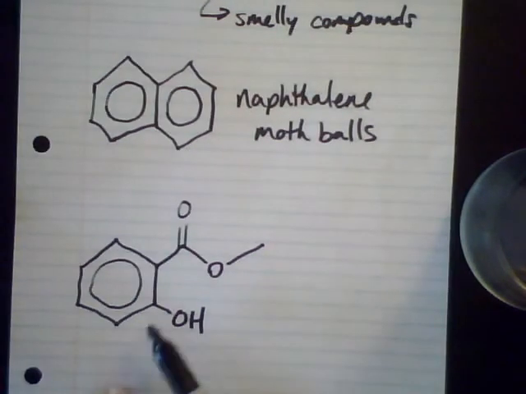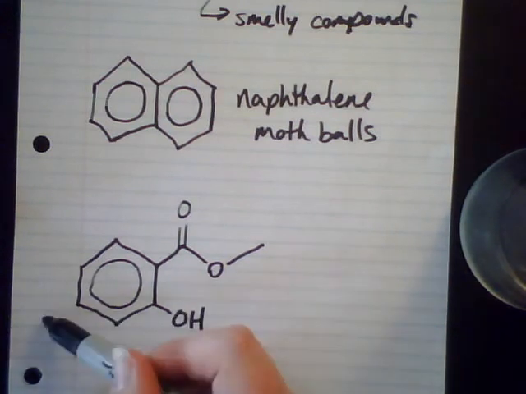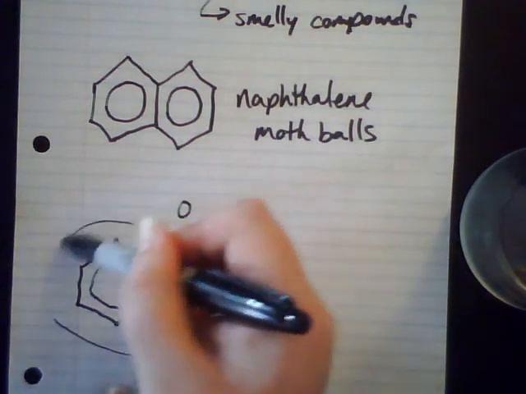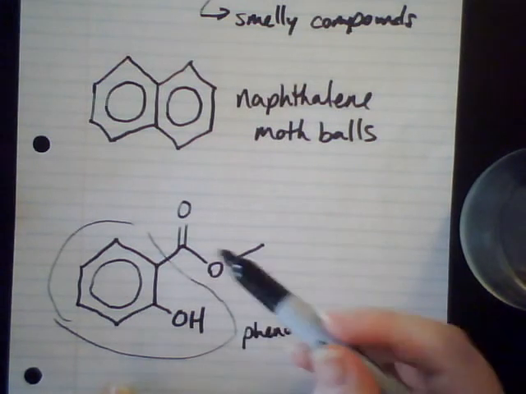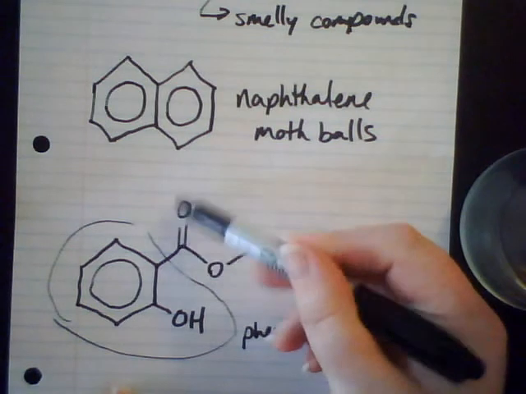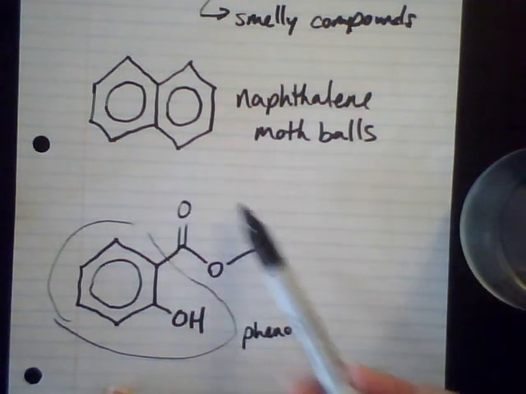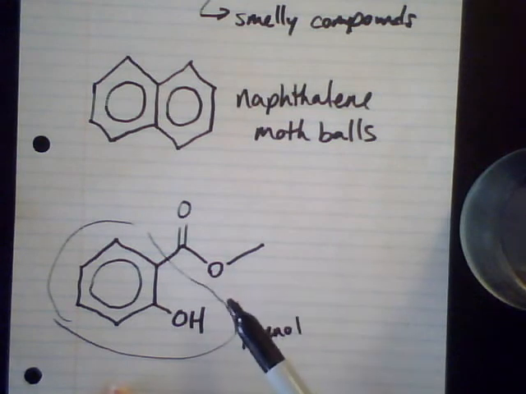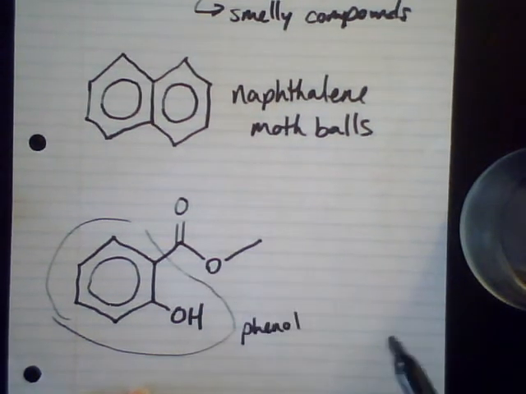I have an alcohol group off of it. This whole group, and this is kind of what we're building off of here, this whole group is a phenol group, which we'll come back to. And then this is a carbon with a double bond to an oxygen. This is a carbon, oxygen, carbon here. So this is actually called an ester, which isn't something that we're going to get into, but just to let you know, look at it.